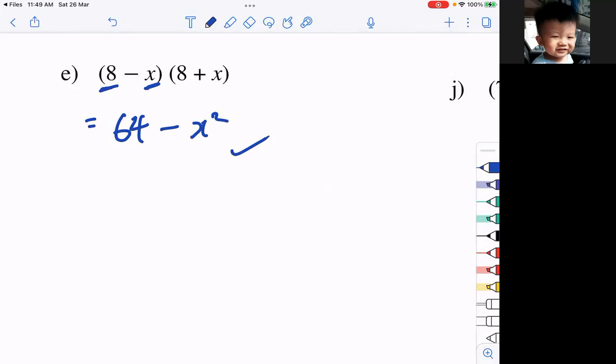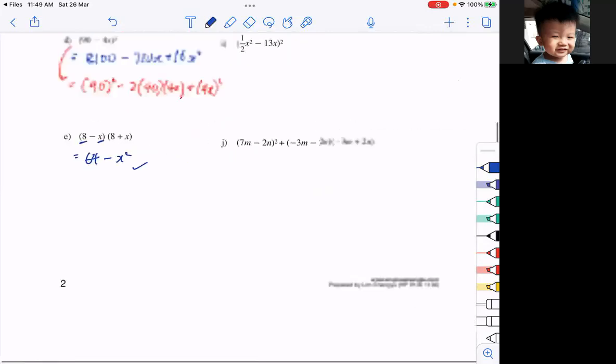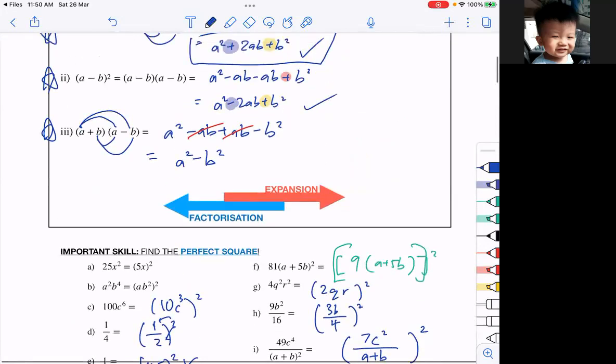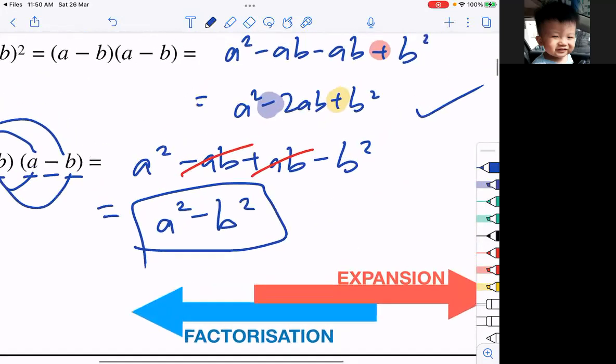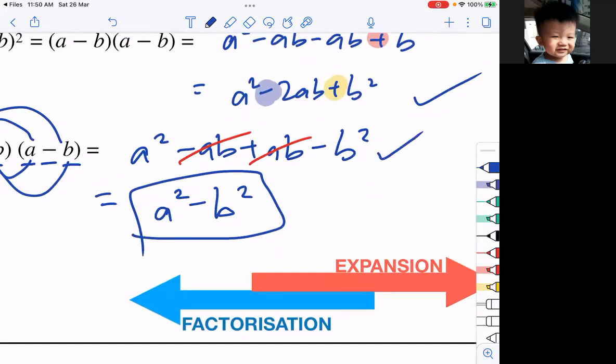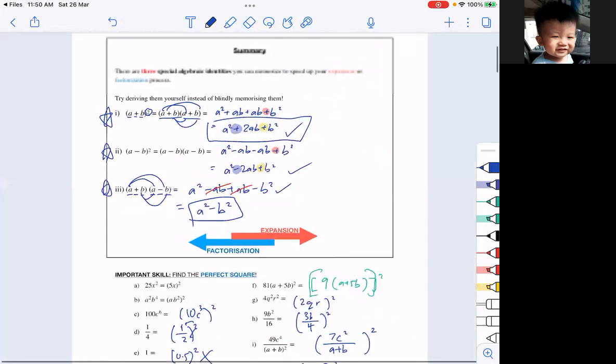Everything must copy. The third formula says, let's see now. A plus B times A minus B equals straight away A square minus B square. And it's verifiable by the rainbow. If you rainbow it, you also can see the answer as well. But don't rainbow, too slow. Okay? Are we all okay?